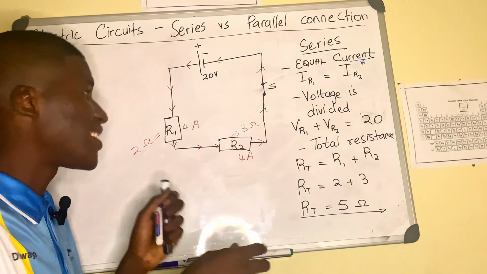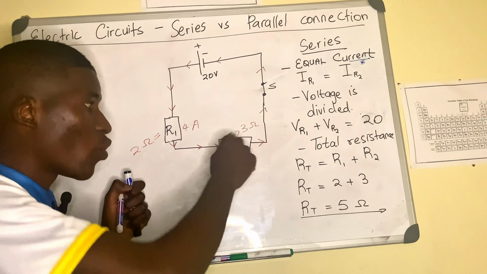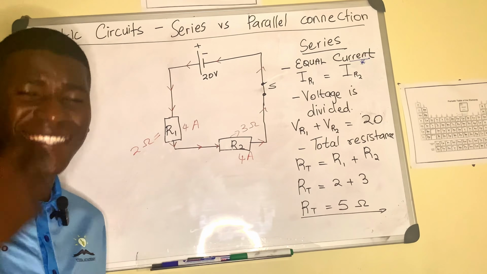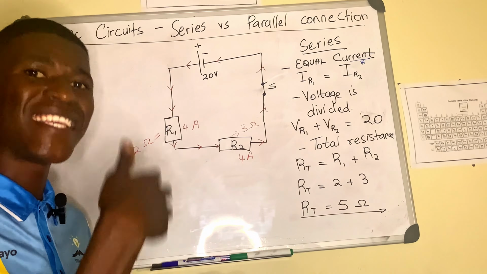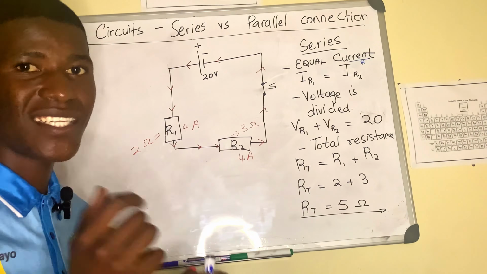So this current, when it goes inside R1, it will come out of R1 and go to R2 exactly as it is. That's why I say it is the same current. That's what makes up a series circuit. They're in series with each other. R1 and R2 are connected in series.